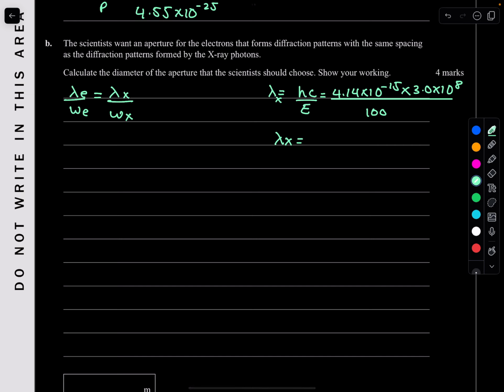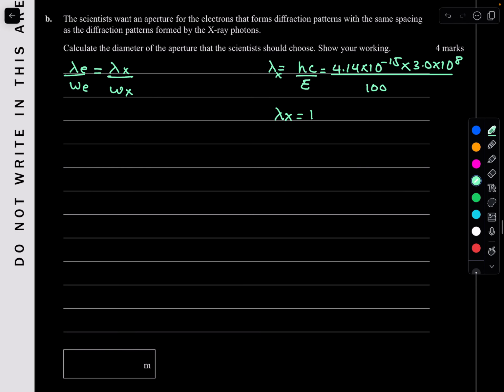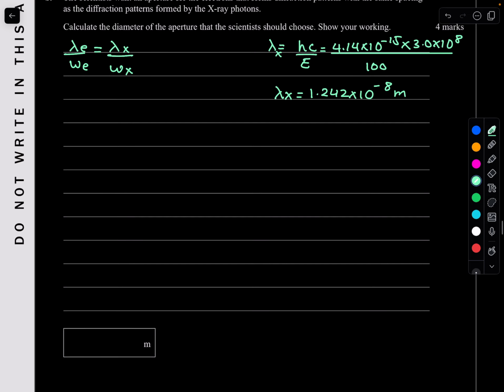All right. So 4.14 times 10 to the negative 15 times 3.0 times 10 to the power 8, divided by 100. So that gives me, wow, a very small number, 1.242 times 10 to the power of, so 1, 2, 3, 4, 5, 6, 7, 8, negative 8 meters. I just want to double check it. 1, 2, 3, 4, 5, 6, 7, 8. Beautiful. And so now I can put this all in my formula here and try to calculate this.